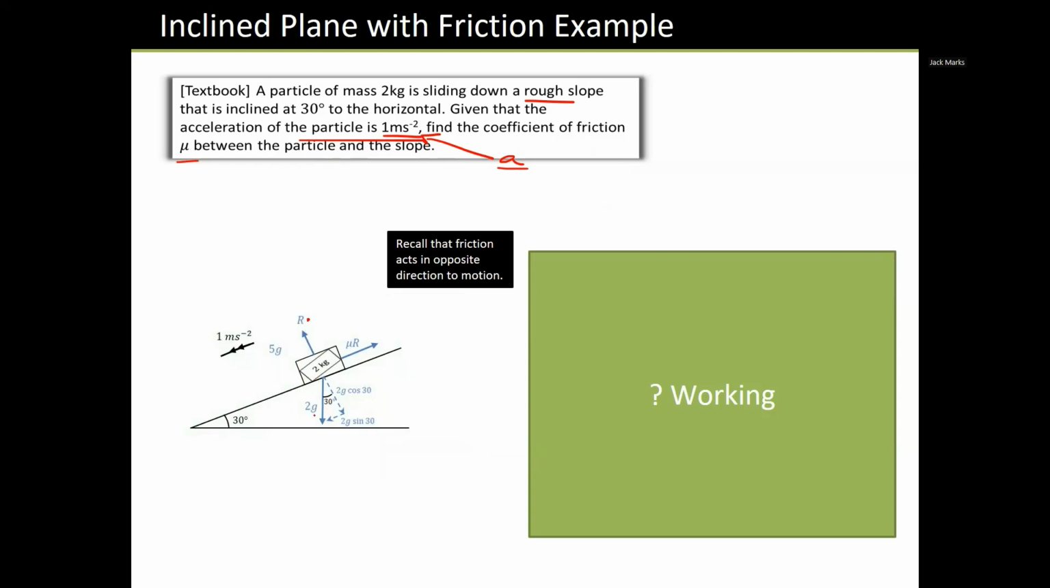R, because it's on a plane. 2g is the weight. Remember, we break that up, opposite and adjacent. Then I'm going to get rid of that.